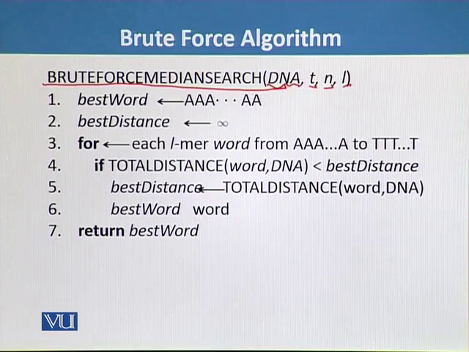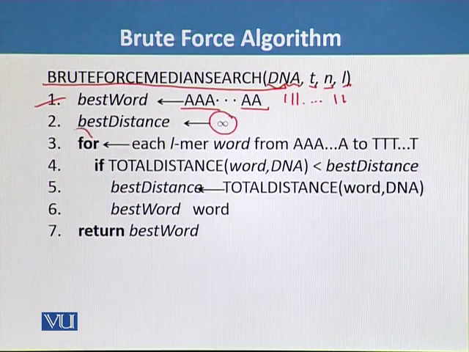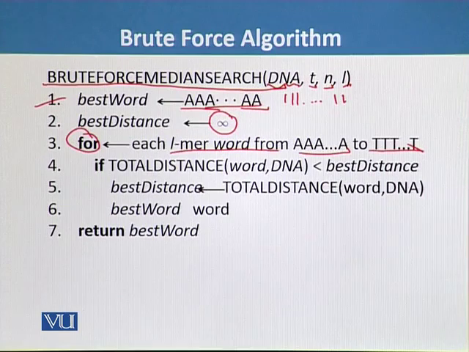I have already told that we can calculate the best word. We assign the best word as AA, and it will go up to AA. Because we have assigned the value of A to 1, we can also write here 1, 1 up to 1, 1. We have already seen this. In the second step, we will assign best distance as infinity. From here, the for loop will start, and we will assign each L-mer word from AAA to TTT. We have already seen this in the previous algorithms.